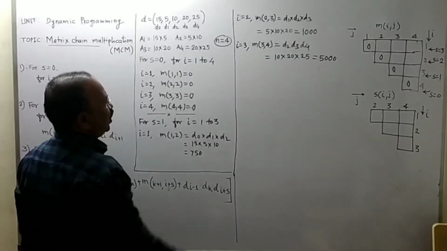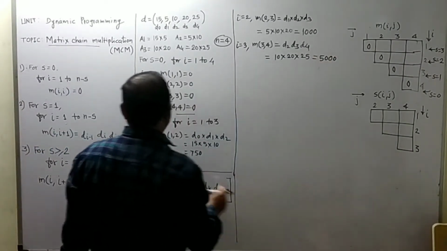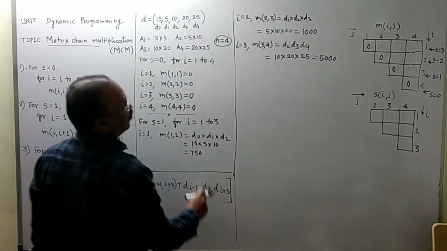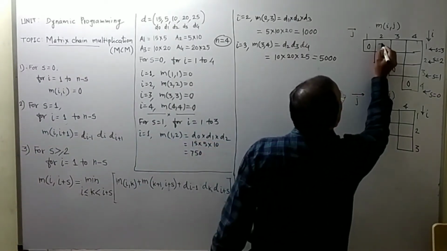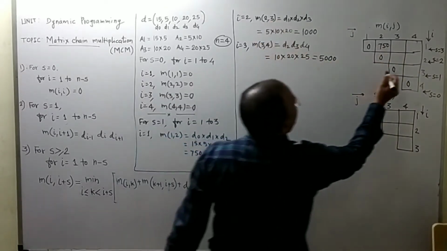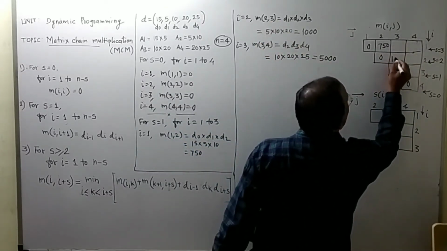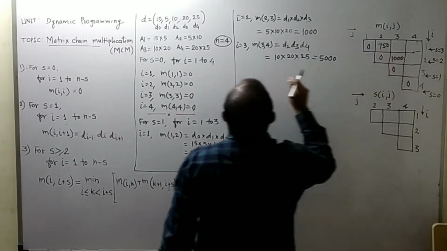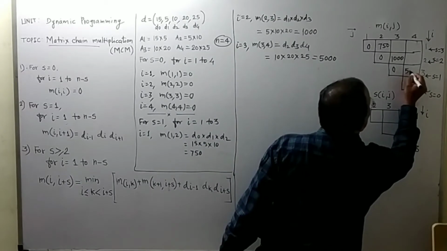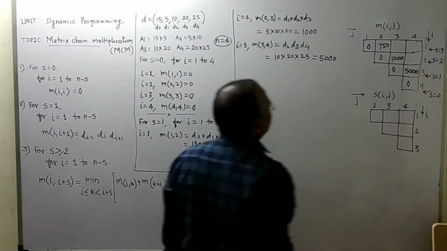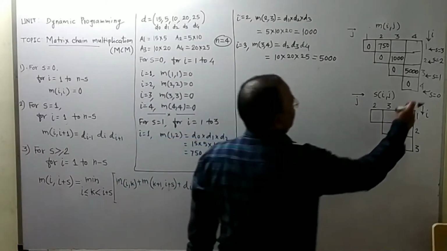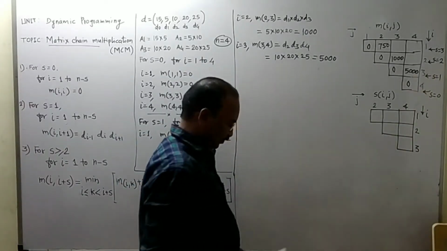Now put these values in the M table. At position 1 2 you will get 750. At 2 3 the value is 1000. At 3 4 the value is 5000. In this way we have got the values for S is equal to 1.